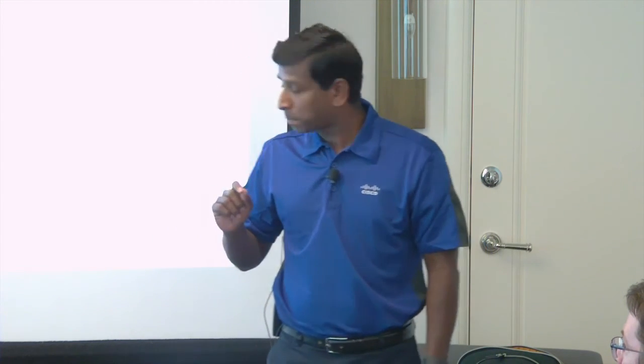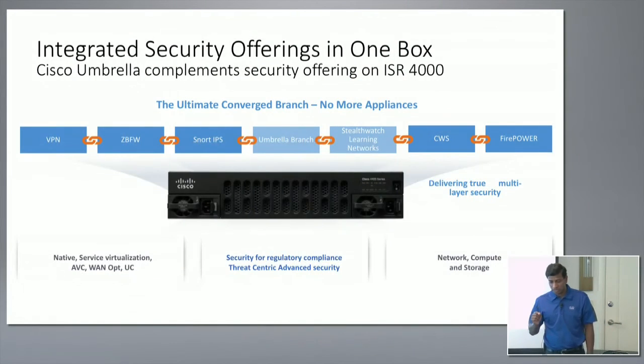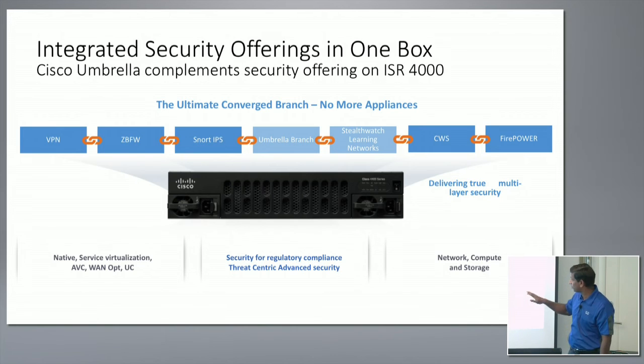So finally, the SLN, or Stealthwatch Learning Network, and Umbrella Branch or OpenDNS integration is a great addition to the already available security stack on the ISR, which provides secure connectivity with zone-based firewall or IPS solution and the web filtering solution. With this, you are able to provide much better protection for your branch users.